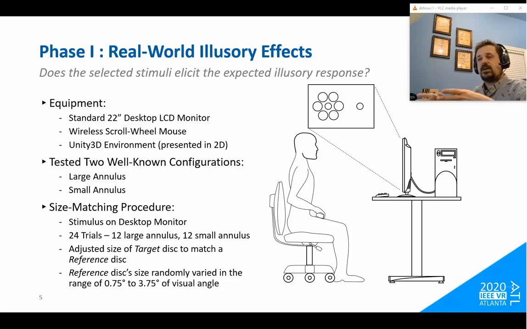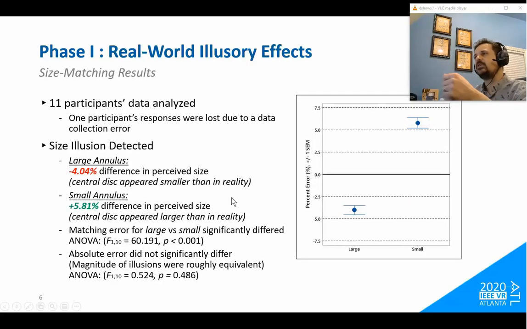The reference disk size ranged from 3/4 of a degree up to 3 3/4 of a degree of visual angle. Viewing distance was controlled from the monitor, so everyone saw the same visual angle stimuli. And after this phase is when we progressed onto the BlindReaching task.